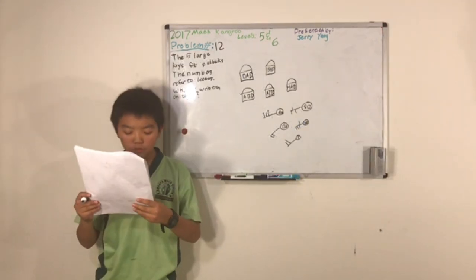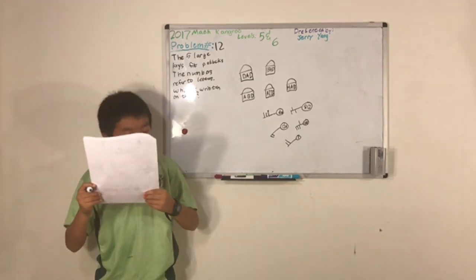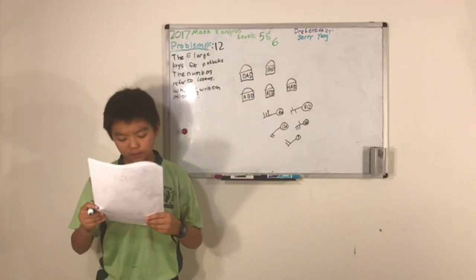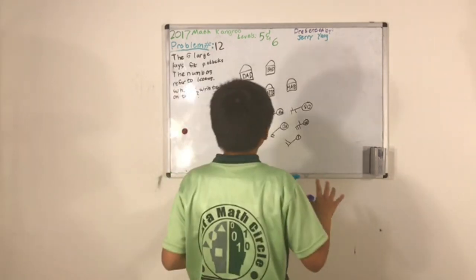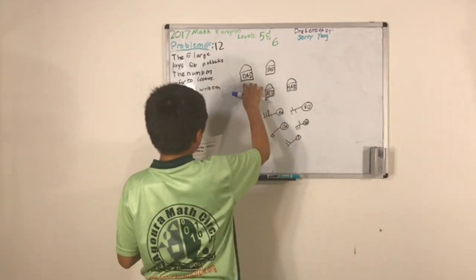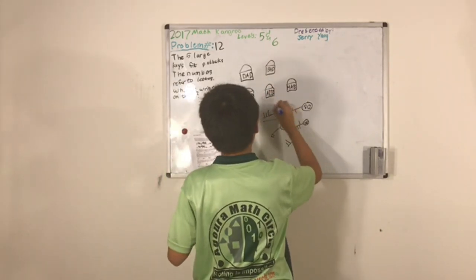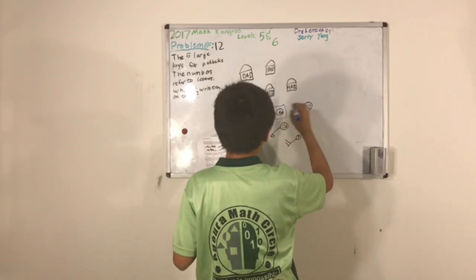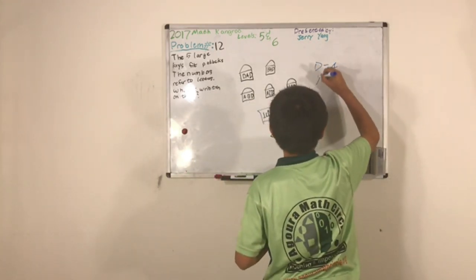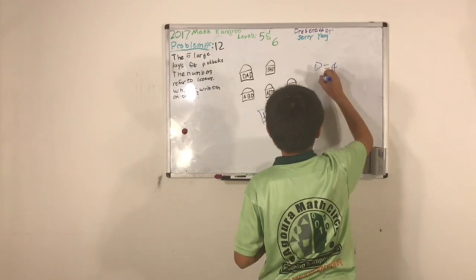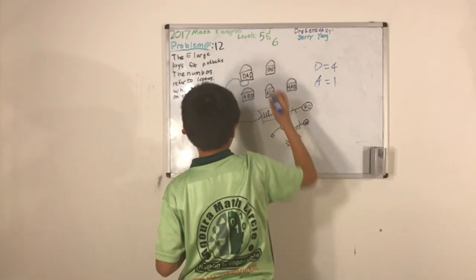Problem 12. The 5 keys fit the 5 padlocks. The numbers on the keys refer to the letters on the padlocks. What is written on the key with the question mark? So first we're gonna look for the one that spells out DAD. Well, we see that this key is the only one that actually repeats, 414. So we know that D equals 4 and that A equals 1. So we know that this one goes into this one.